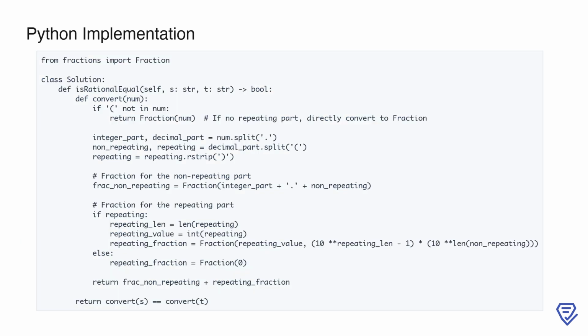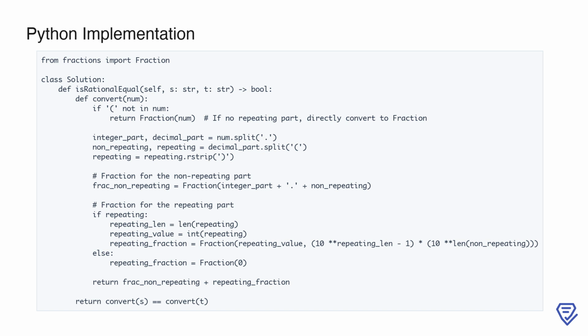This solution tackles the problem of determining whether two rational numbers, represented as strings, are mathematically equal. The numbers can include integers, terminating decimals, or repeating decimals. The solution is implemented as a method isRationalEqual within the Solution class. It first defines a helper function convert that translates a rational number string into a fraction object for precise comparison. 1. The convert function works as follows.